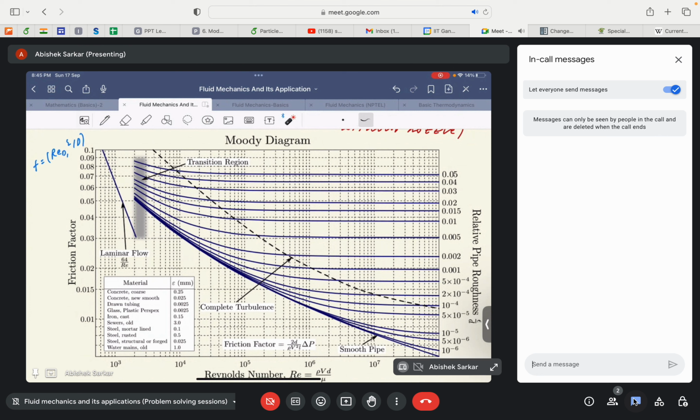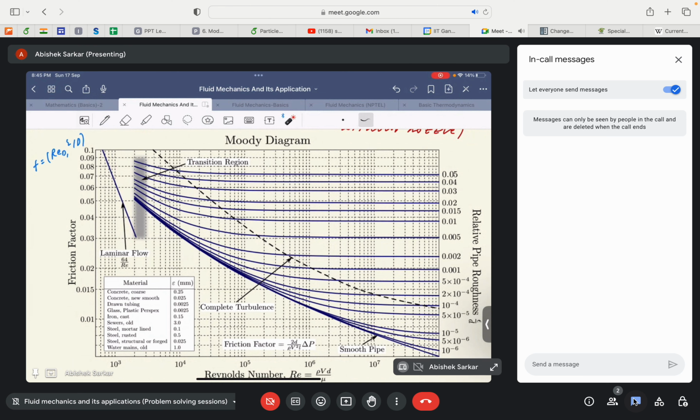I guess I am wrong in that sense, but for very low values of Reynolds number, this curve follows a linear pattern, because a 1 by x curve varies like this. I'm sorry, but for low values of Reynolds number, this trend is almost linear, and thus the value of friction factor has no dependence on the value of surface roughness.